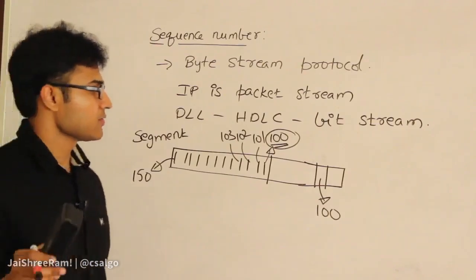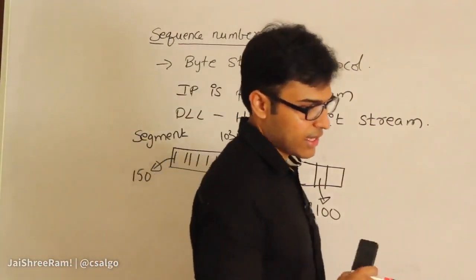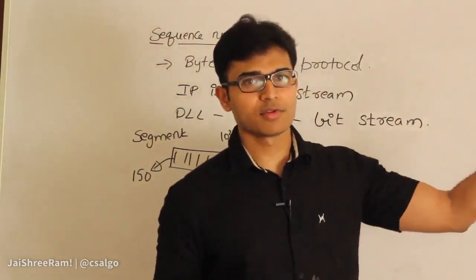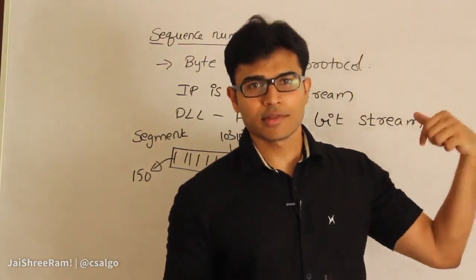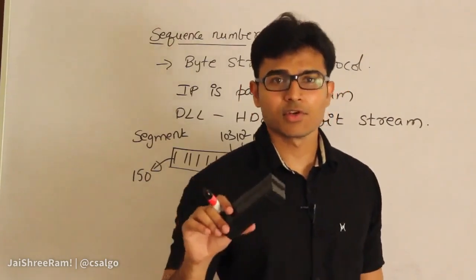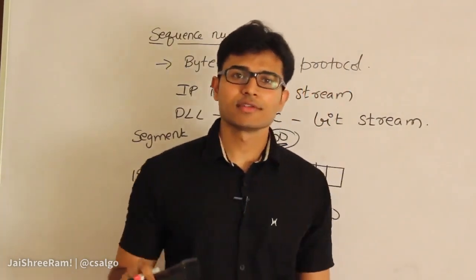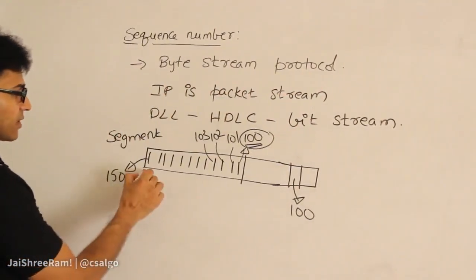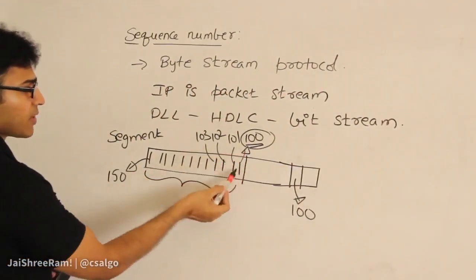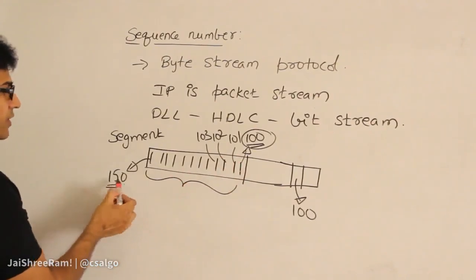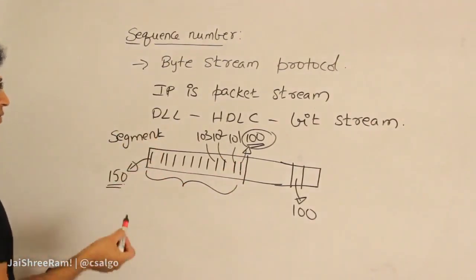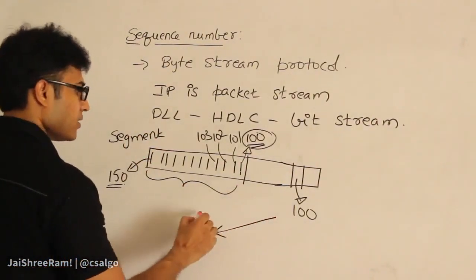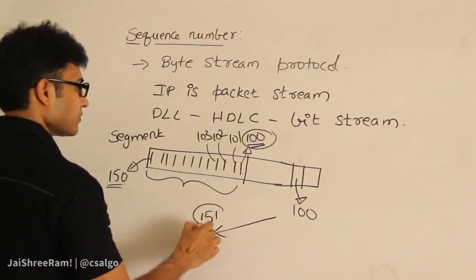And now look at the next one. The next field is the acknowledgement number. When you send a segment, the other side is going to send you an acknowledgement. The acknowledgement number is always the sequence number of the byte expected next. In this segment, if you are sending the numbers 100 to 150, then the next byte expected will be 151. Therefore the acknowledgement number for this packet will be 151.